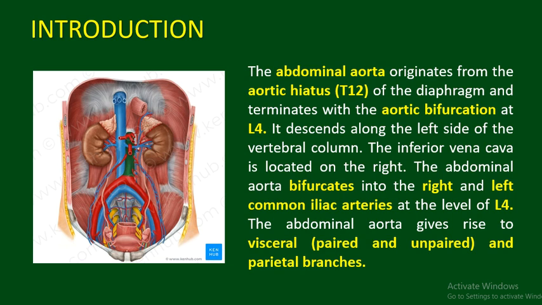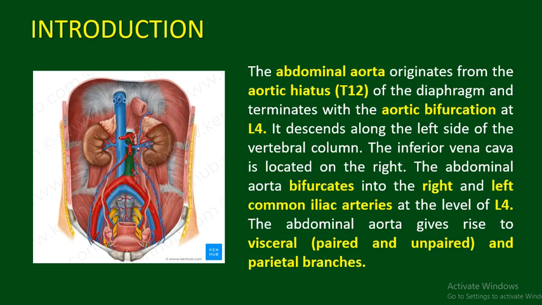Introduction. The abdominal aorta originates from the aortic hiatus, that is the T12 level of the diaphragm, and terminates with the aortic bifurcation at L4. It descends along the left side of the vertebral column. The inferior vena cava is located on the right. The abdominal aorta bifurcates into the right and left common iliac arteries at the level of L4.